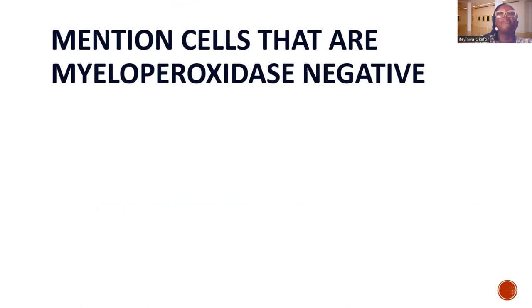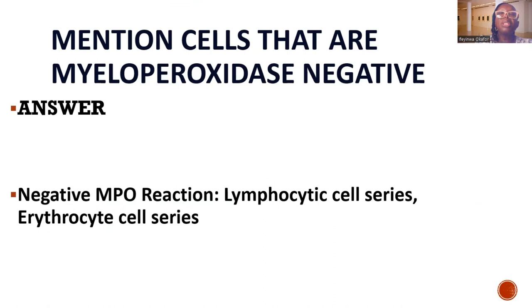Mention cells that are myeloperoxidase negative. The cells that are myeloperoxidase negative are mostly the lymphocytic cell series and the erythrocyte cell series. Lymphocytes are always myeloperoxidase negative, and the erythrocytic cell series are also myeloperoxidase negative.